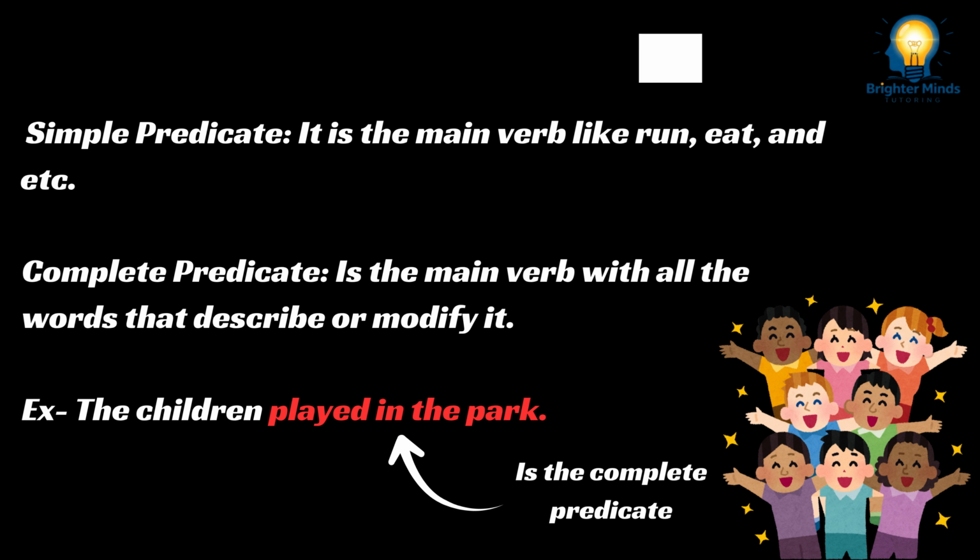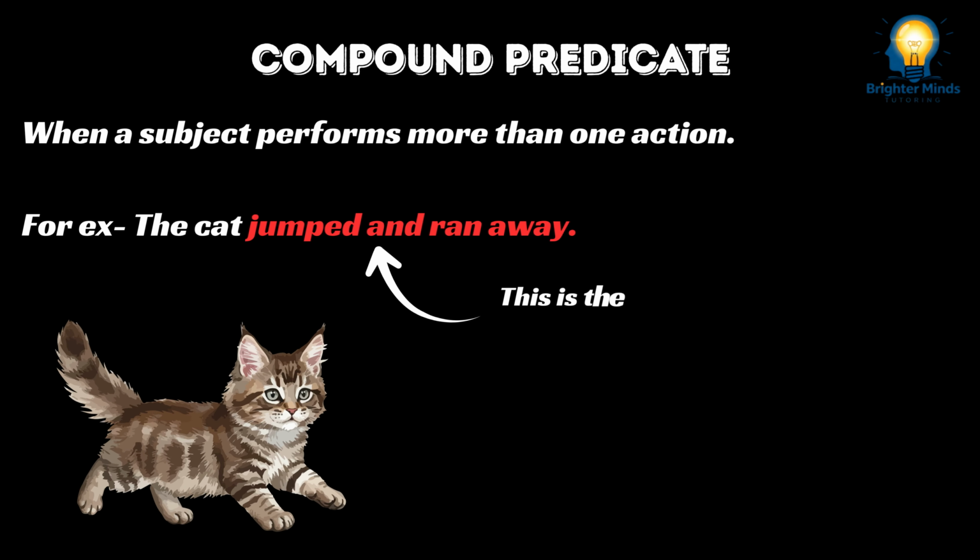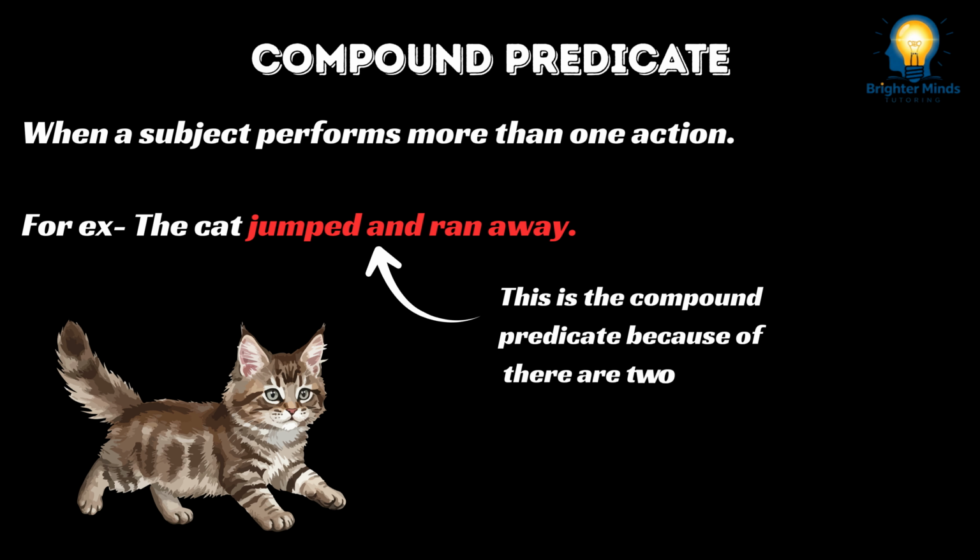When one subject performs more than one action, we call that a compound predicate. For example, in the sentence, the cat jumped and ran away, the predicate is jumped and ran away because both actions are done by the same subject.